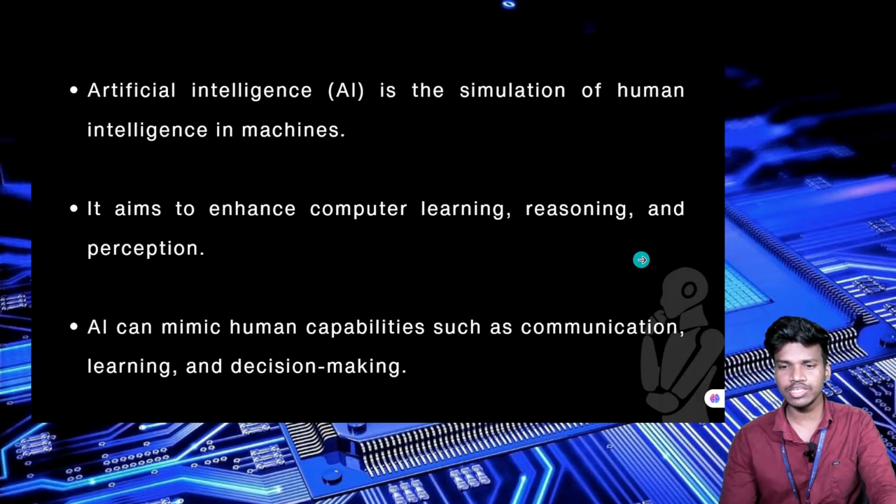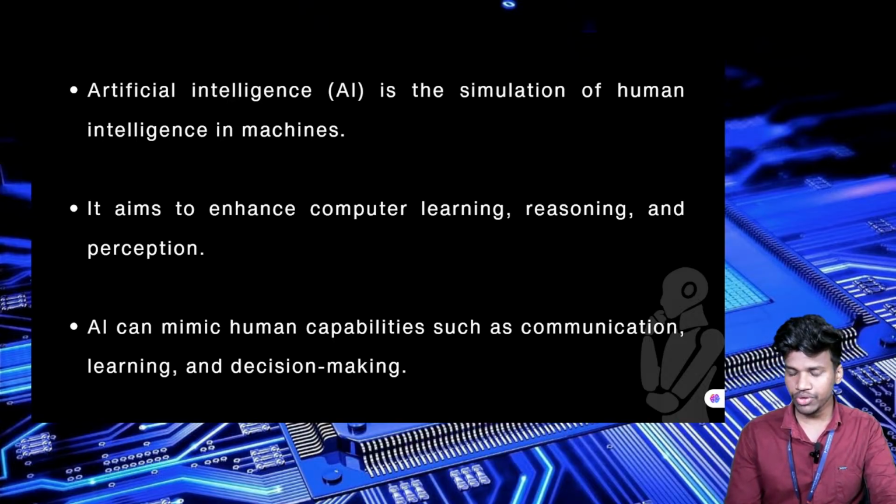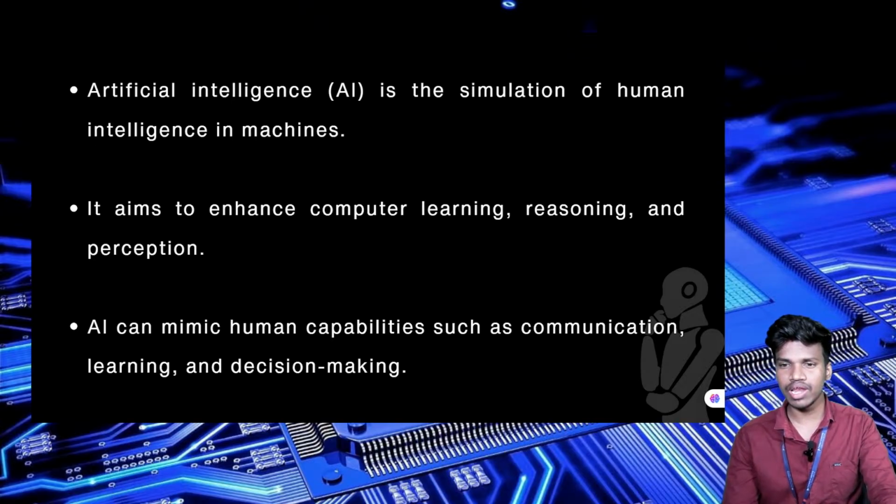So that's the thing. AI mimics a human. Artificial intelligence, AI, is the simulation of human intelligence in machines, and it aims to enhance computer learning, reasoning, and perception. AI can mimic human capabilities such as communication, learning, and decision making. Also, as I just said, artificial intelligence mimics a human.